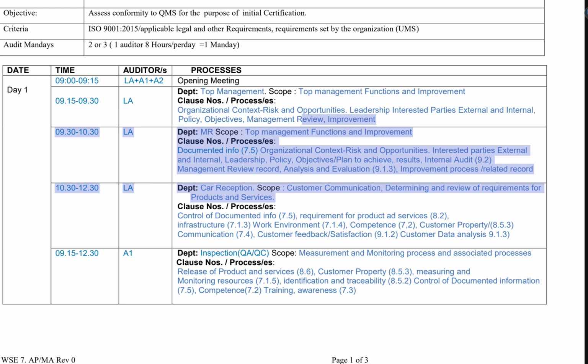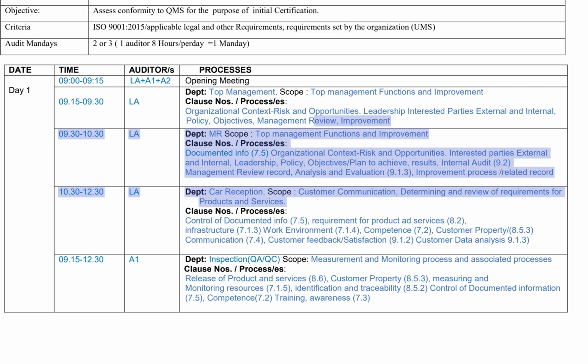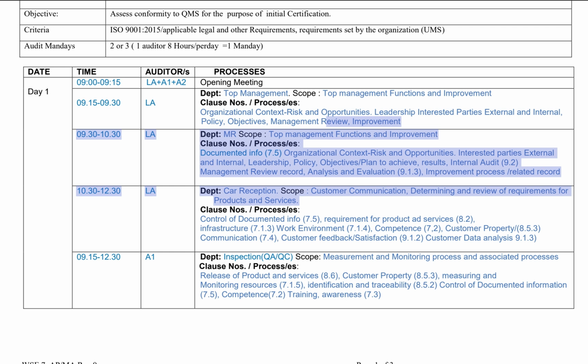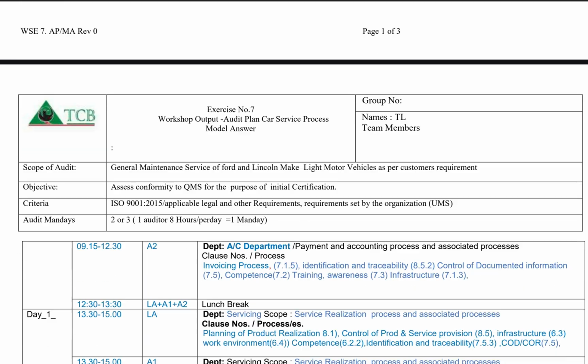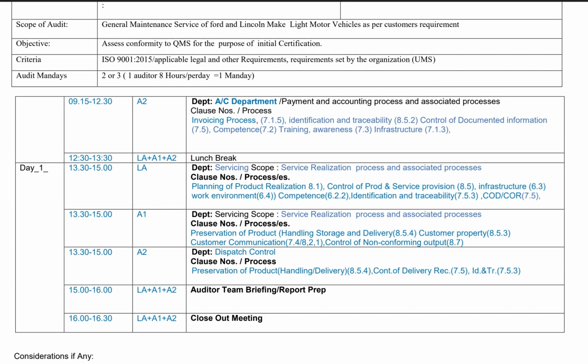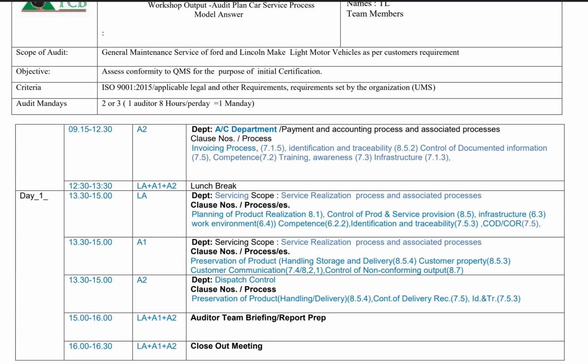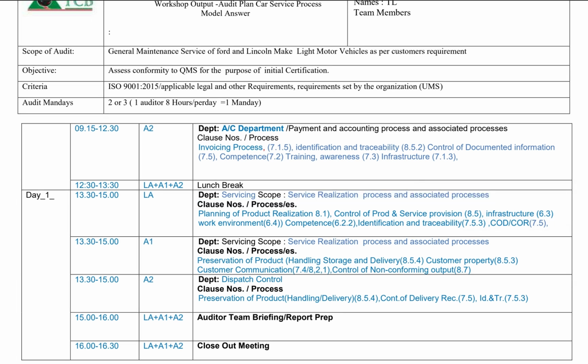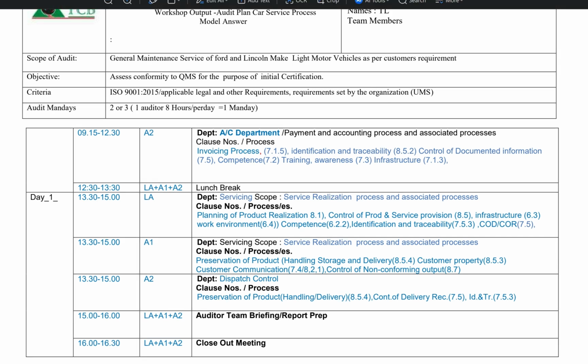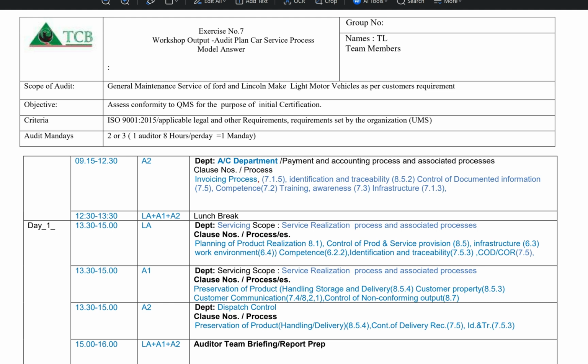After this, 9:30 to 10:30, the lead auditor is doing that. From 10:30 to 12:30, the lead auditor goes to the car reception department and audits certain elements. And that is the time auditor 1, from 9:15, is doing inspection and other elements. You complete the audit plan covering all the departments, account department, servicing department, dispatch department, and all the processes: service realization process, identification, traceability, control of documented information, competence, awareness, training, infrastructure, preservation of the product, customer property. Everything has been covered by Auditor 1 and Auditor 2.